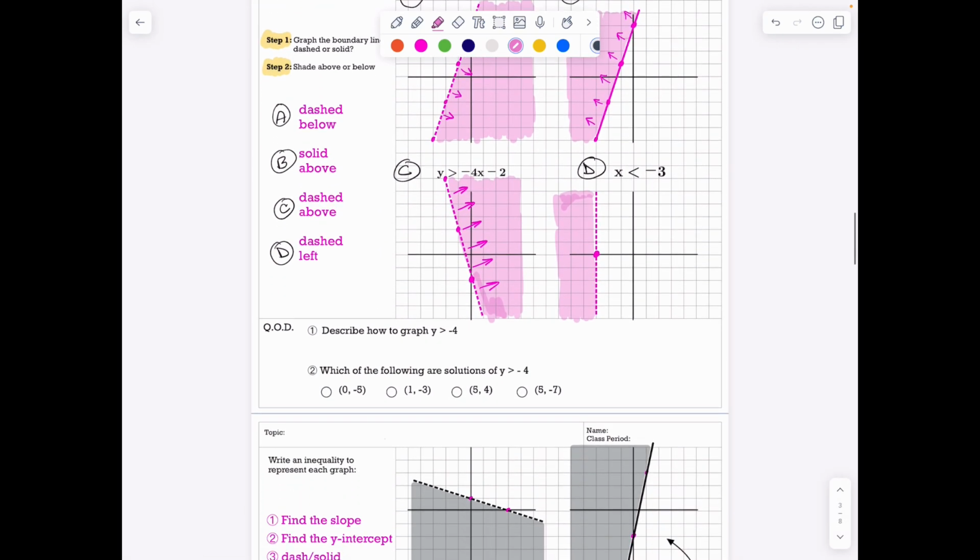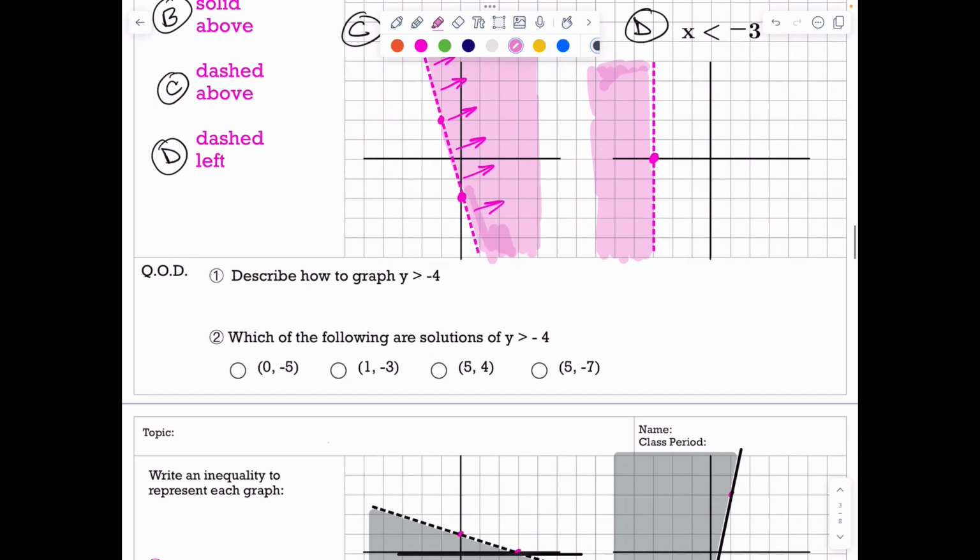All right. Question of the day. Describe how to graph y is greater than -4. There's no slope there. It's just y is greater than -4. What kind of line is that? Well, that would be a horizontal line. So here's -4. There's my horizontal line.